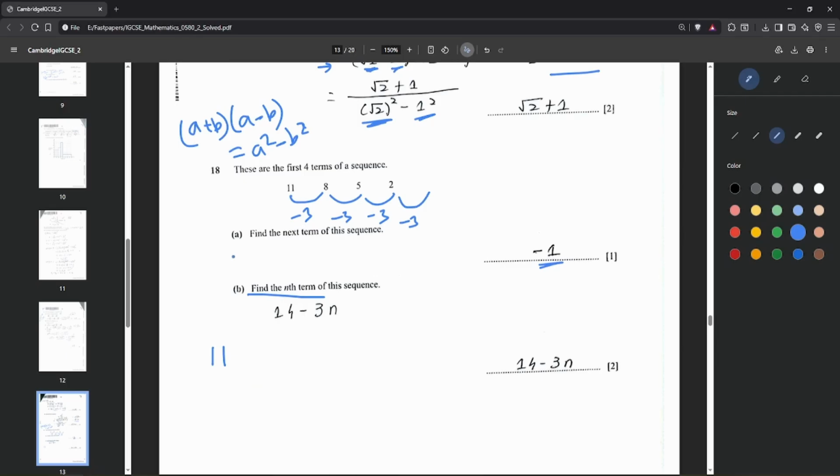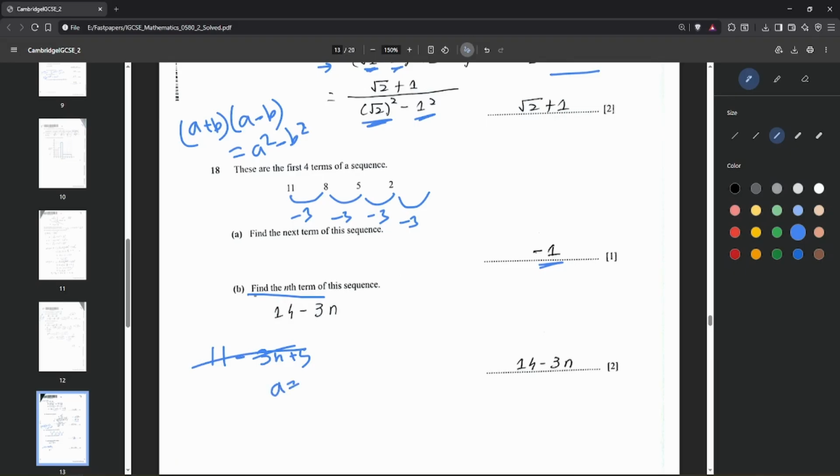Now we need, for the next term, we have a common difference of -3, right? Now we have 11 minus 3, and we need to multiply this with n, right? We have 11 minus 3n, and then we can add 3 here, right? You can use this method, or you can do something like this.